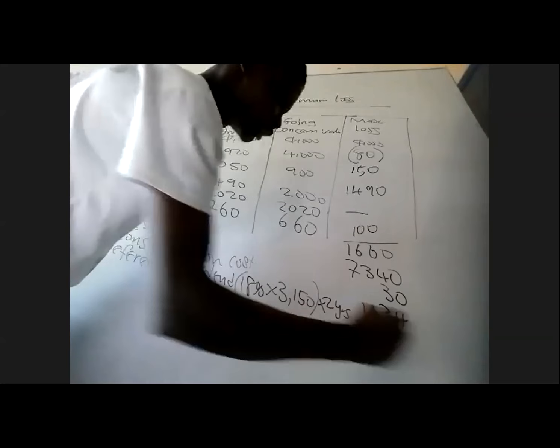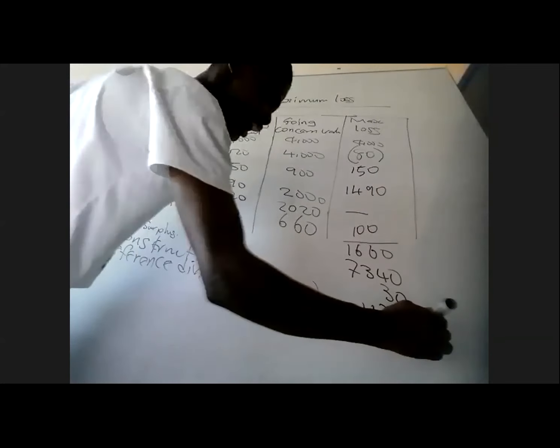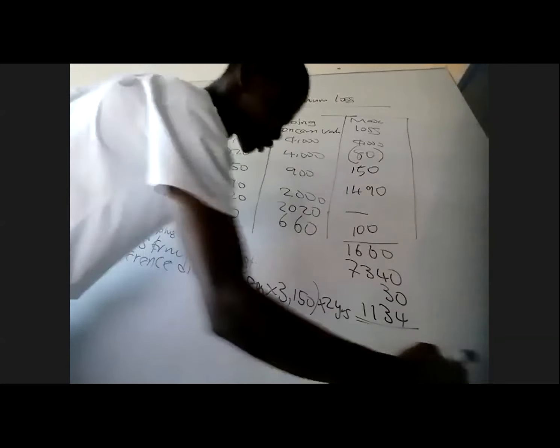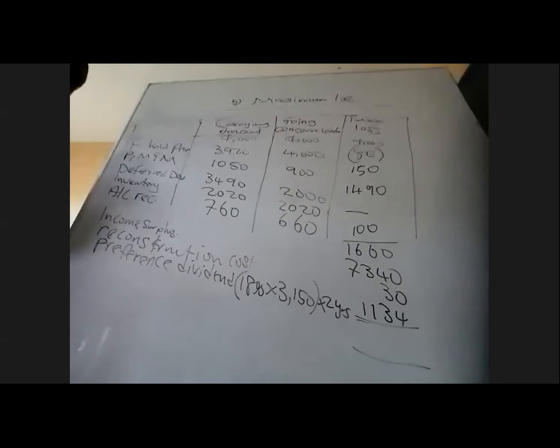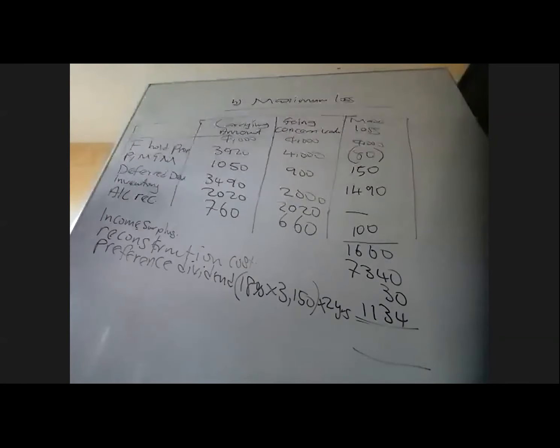Good. Finally, is the total maximum loss. This is the total maximum loss for the period. So this is the total loss that they have to claim from their books before they can revive the business. So that is it.